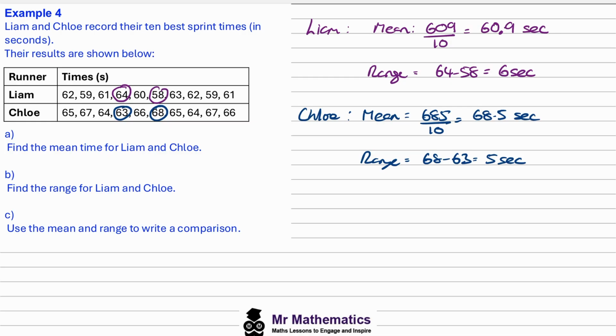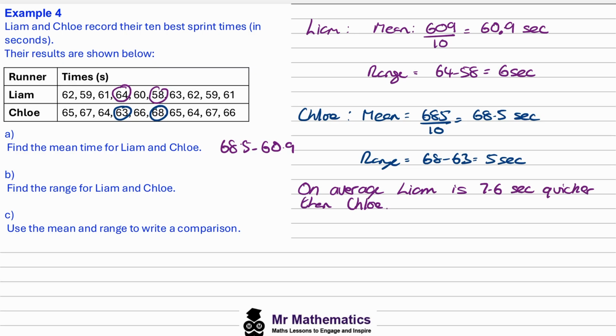So to write our conclusion, we can see that Liam has the lowest average time, 60.9 compared to the 68.5. So we can say that on average, Liam is, and then to work out how much quicker, we'll do the 68.5, take away the 60.9. So he works out on average 7.6 seconds quicker than Chloe. And then because Chloe has the smaller range, we can say that she'll be more consistent in her times. And these are our 2 comments. 1 comment on the mean and 1 comment on the range.